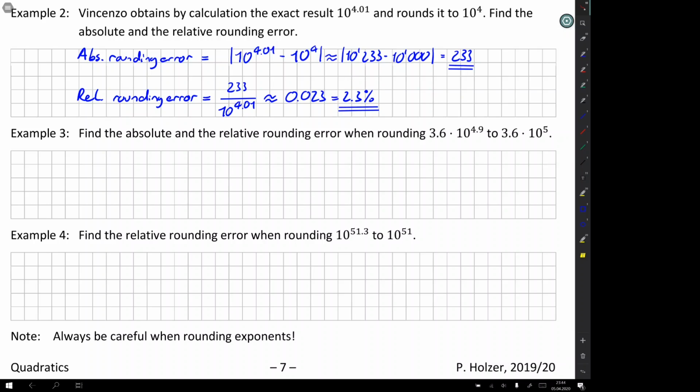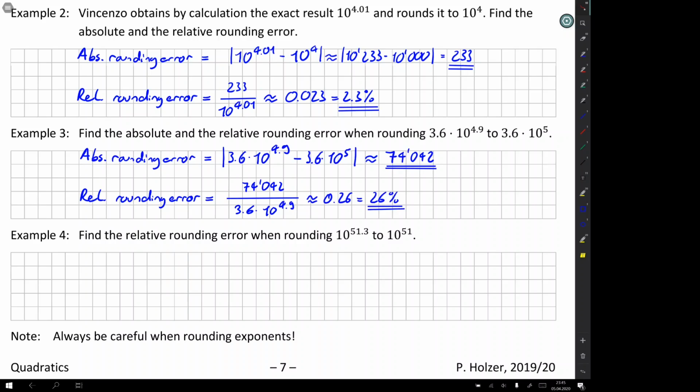Now in example 3, we round this 3.6 times 10 to the power of 4.9 to 3.6 times 10 to the power of 5, so a very small rounding. Well, let's see what this means really as absolute and relative rounding errors. Solve it on your own, stop the film, and here comes the result. And we see the absolute error is 74,000, and especially we see suddenly the relative rounding error is 26%. So that's much more probably than anybody of you would have expected when rounding just 4.9 to the 5.